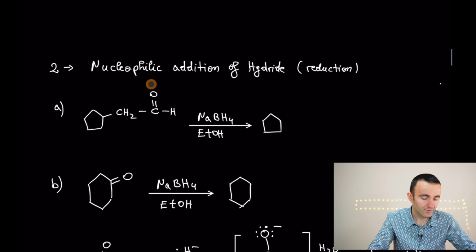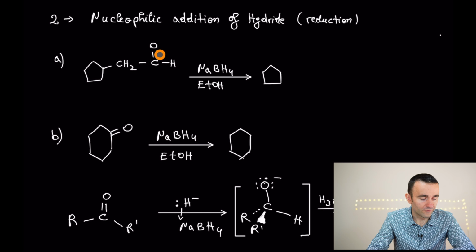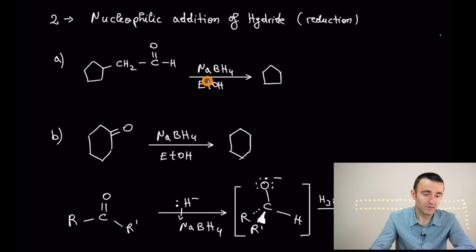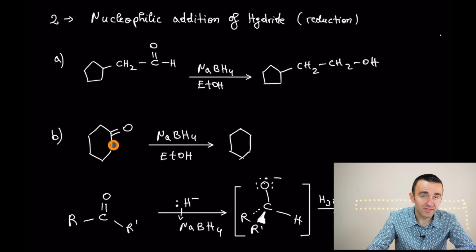Right? Let's move further. Nucleophilic addition of hydride, or reduction. Keep in mind that when we talk about reduction, we add hydrogens to the compound. Okay? It's a trick to remember it. Now, reduction we are doing for aldehydes. If we reduce with sodium borohydride in ethanol, we can also use lithium aluminum hydride, but sodium borohydride works fine. And it is going to give a primary alcohol. In the case of ketones, it's going to give a secondary alcohol.